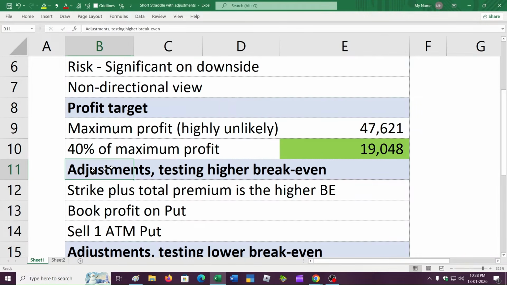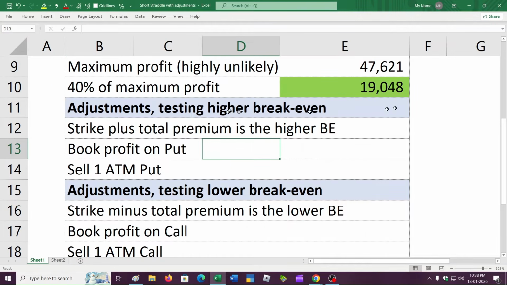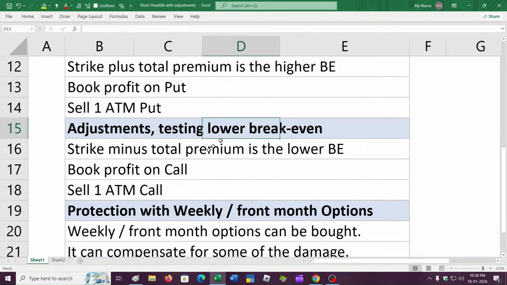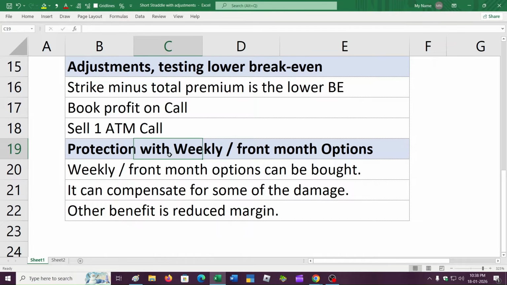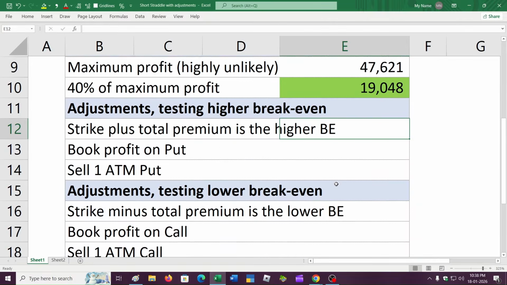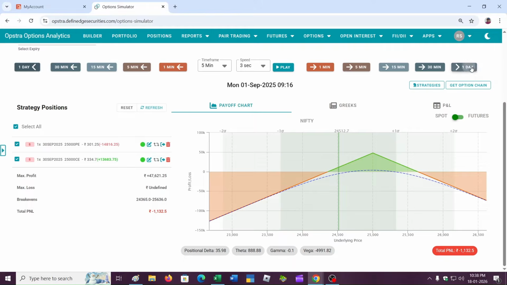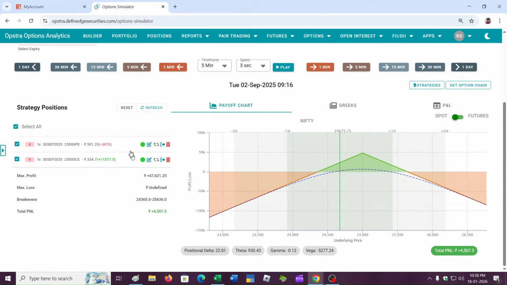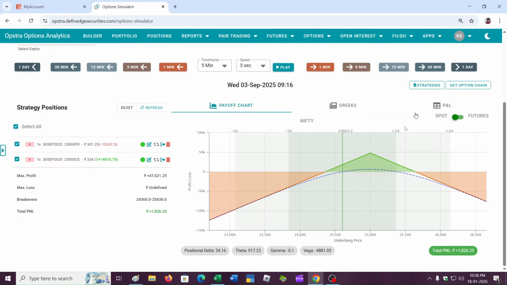Other items to note: adjustments. Higher break even. If it hits the higher break even, what should we do? And if it is the lower break even, what should we do? And protection. These are the things we will be covering in this video. Let's go and see how it goes. One more day. MTM profit of 4,500. You can see the price is going down. The profitability area is higher. The price is going down. Now the price is 24,500, almost 500 points down. So we are still in a profit of 1,800.